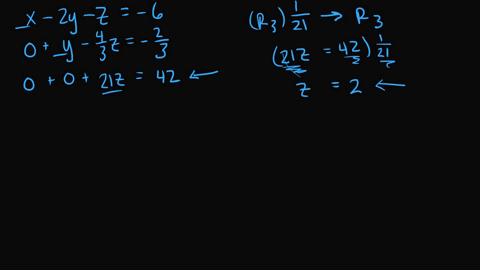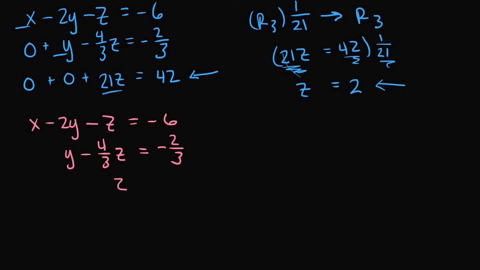So finally, our equivalent system of linear equations in row echelon form is x minus 2y minus z is equal to negative 6. y minus 4 over 3 z is equal to negative 2 over 3. And finally, z is equal to 2. Awesome, we have this in row echelon form.